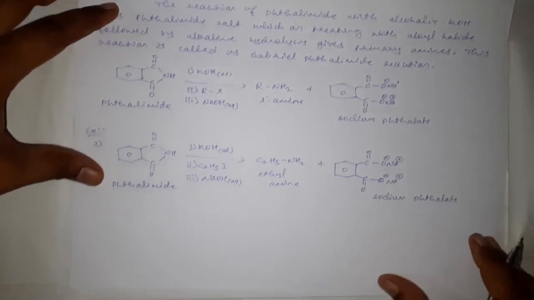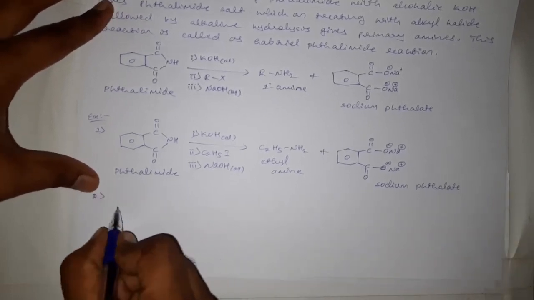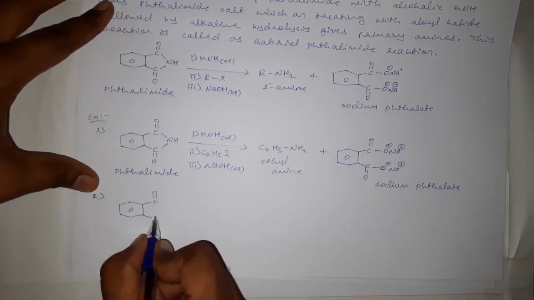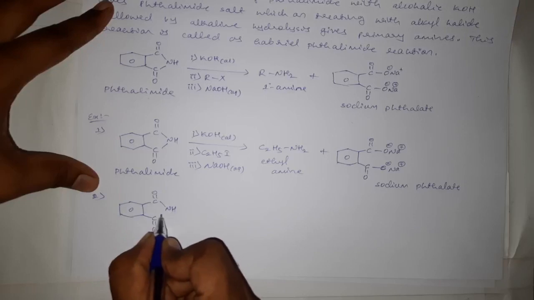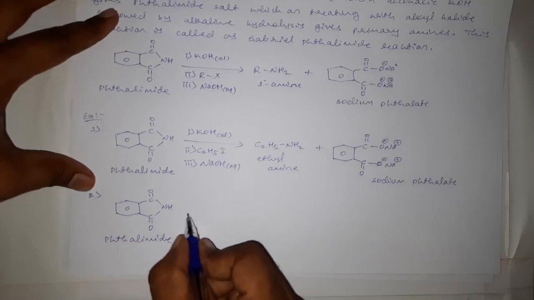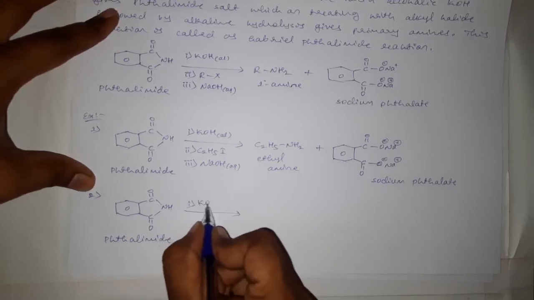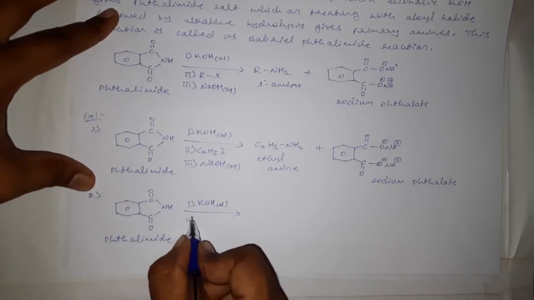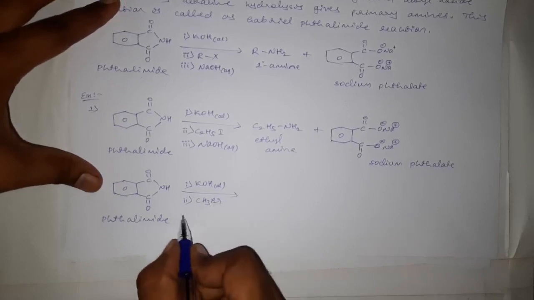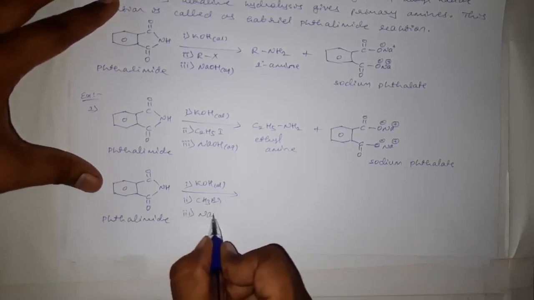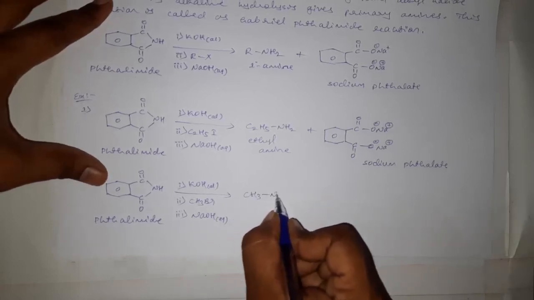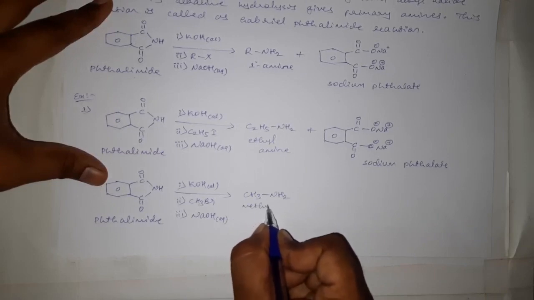phthalate. And another example we can take here, the reaction of phthalimide with alcoholic KOH along with methyl bromide as alkyl halide, and on adding aqueous sodium hydroxide, we will get methylamine, CH3NH2, methylamine.